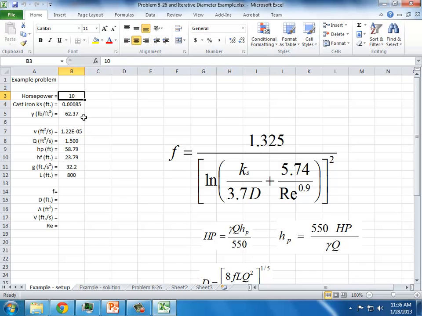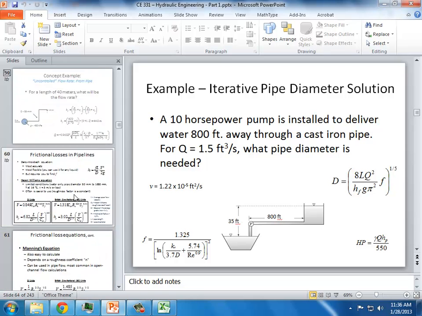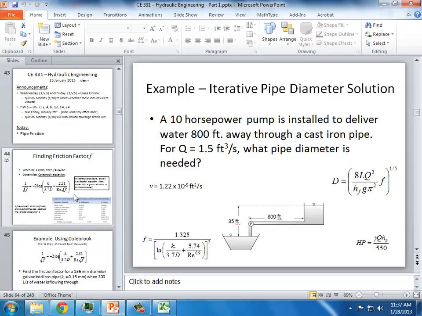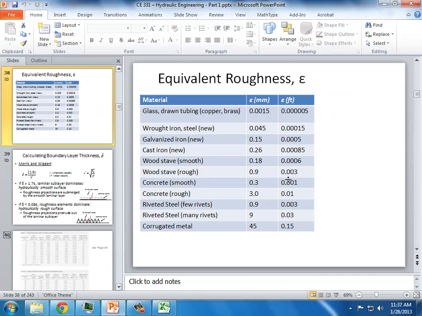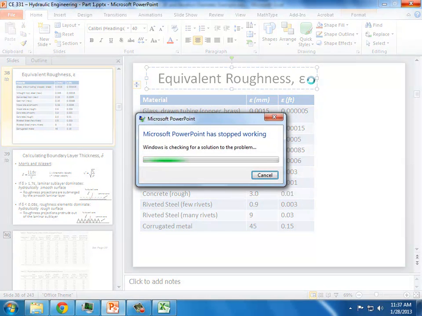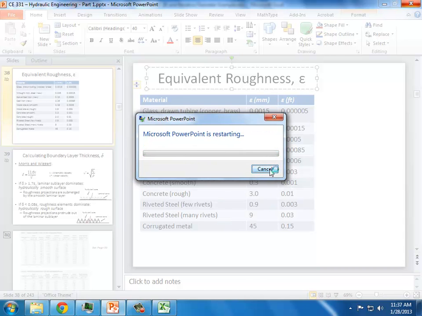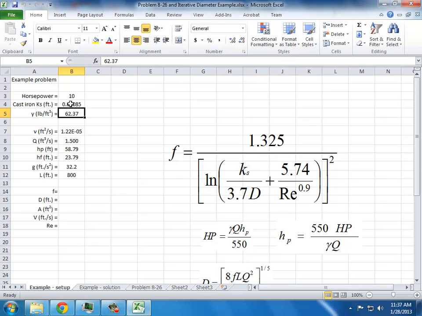The cast iron K sub S value, the equivalent sand roughness, that's something that you can look up in a table, or in a previous lecture we had a slide that defined the equivalent roughness, epsilon, which is equal to K sub S. Okay, this K sub S value is from a table. You can look it up.